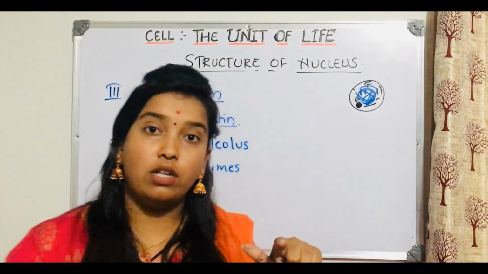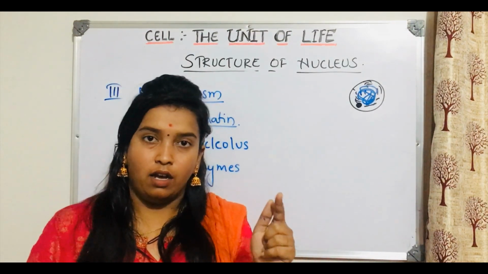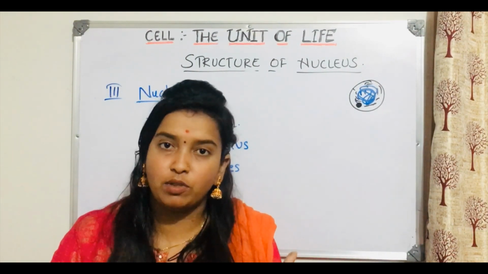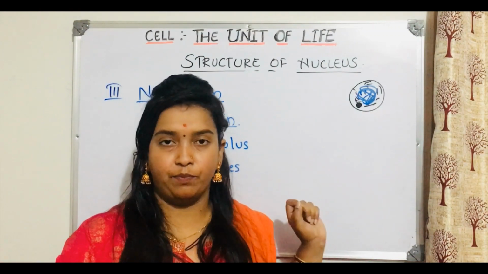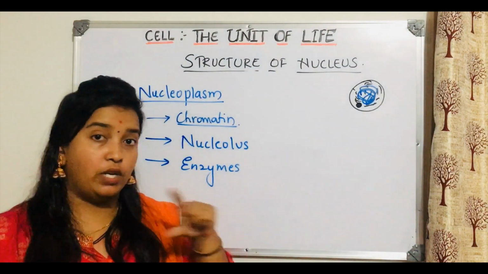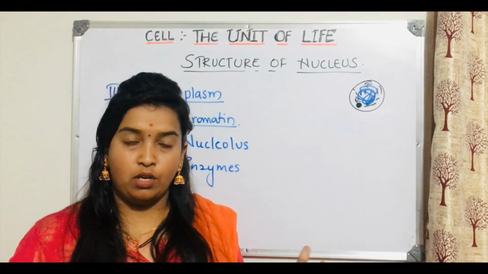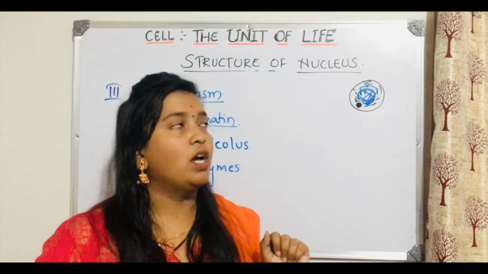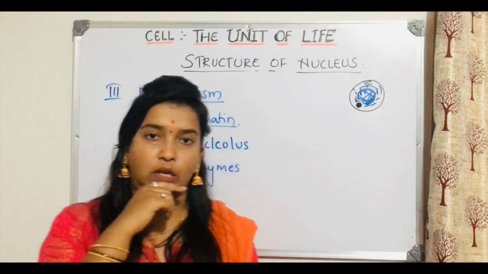Why? Because the nucleus has chromatin, and chromatin is nothing but DNA. DNA synthesis and mRNA synthesis require enzymes, so those enzymes are present in the nucleoplasm. Without those enzymes, transcription cannot take place, replication cannot take place. So all these enzymes are important for these functions. Clear? Okay, this is about nucleoplasm.